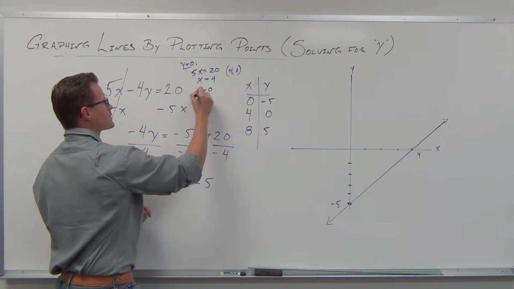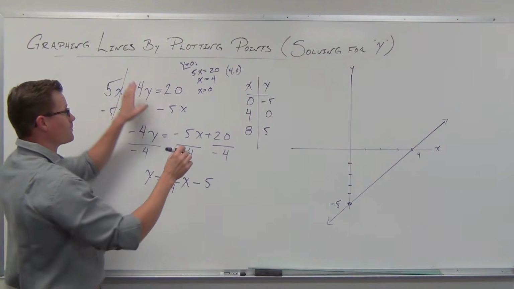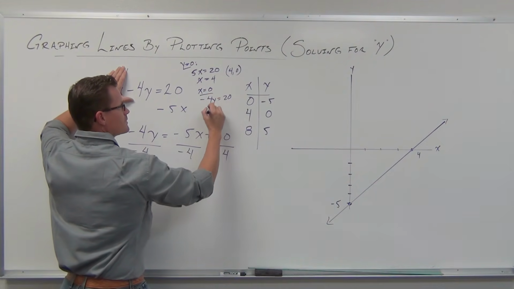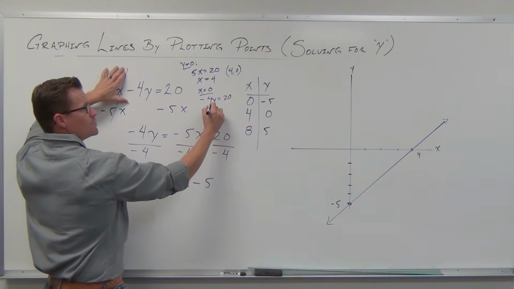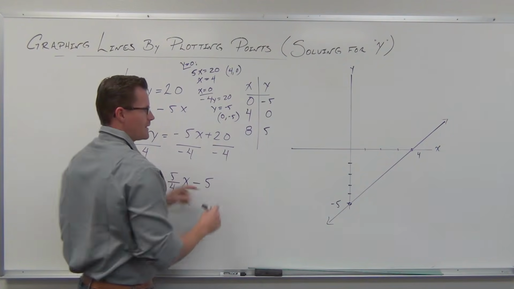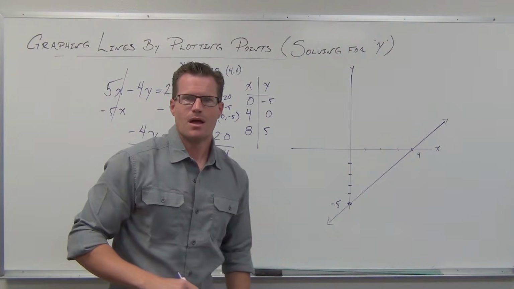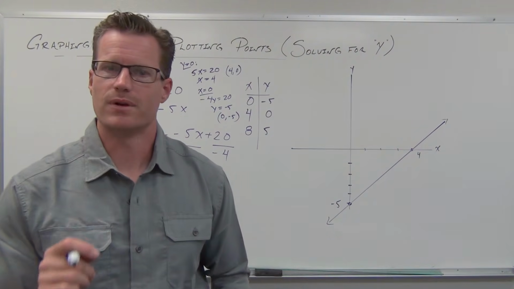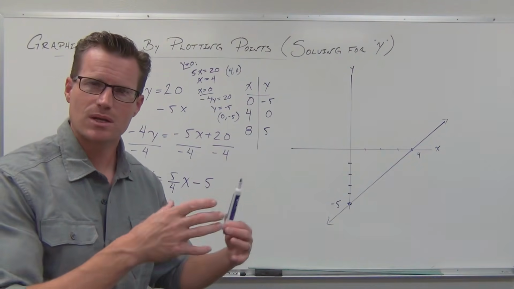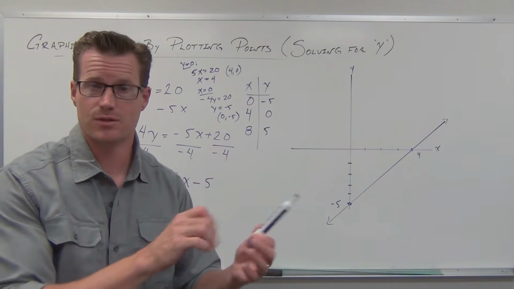Plug in x equals 0. This is a careful one, be careful. You get negative 4y equals 20. Divide by -4, that's huge. y equals -5. That's 0, -5. And that's exactly where that point comes from. That's the way that we make graphing very quick. I want you to practice that before the next video. See if you can understand the connection between the points and the other techniques I've taught you.